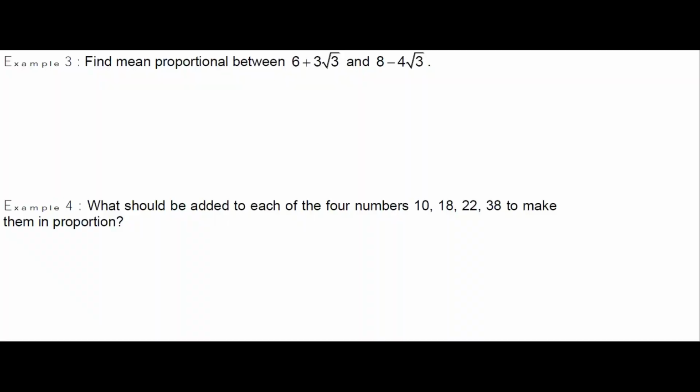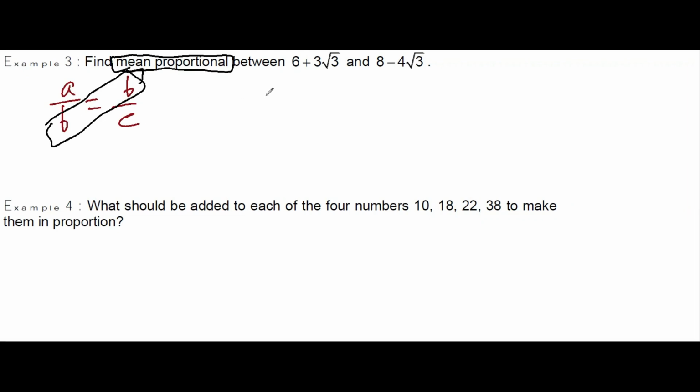So example number 3 says, find the mean proportional between 6 plus 3 root 3 and 8 minus 4 root 3. What do you mean by mean proportional? The meaning of mean proportional comes only in case of continuous proportion, that is, a divided by b is equal to b divided by c. Here this b and b is called the mean proportional.